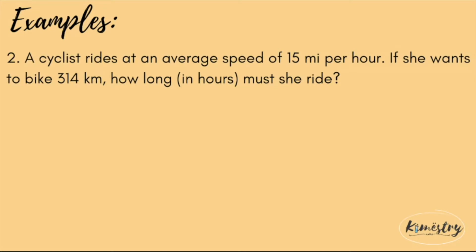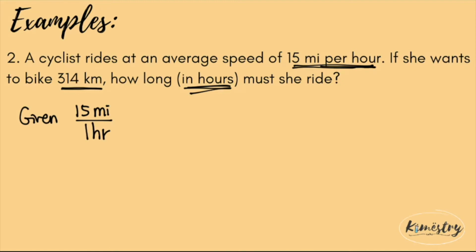A cyclist rides at an average speed of 15 miles per hour. If she wants to bike 314 kilometers, how long in hours must she ride? So usually I'm going to read all of the question and then circle down carefully what is given and what is asking. In this case, I'm given 15 miles per 1 hour. I can write this way or I can write 1 hour per 15 miles. I am also given 314 kilometers and they ask me hours.